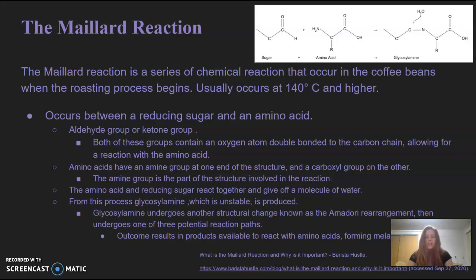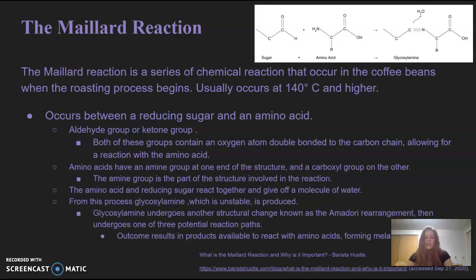As for the amino acid, the structure has an amine group on one end and a carboxyl group on the other. The amine group is what is responsible for being involved in this reaction. And to get more in depth with this, when the amino acid and the reducing sugar react together, this gives off a molecule of water. And this is because a nitrogen from the amine group bonds to the carbon chain of the reducing sugar, releasing a molecule of water. From this process, glycosylamine, which is unstable, is produced.